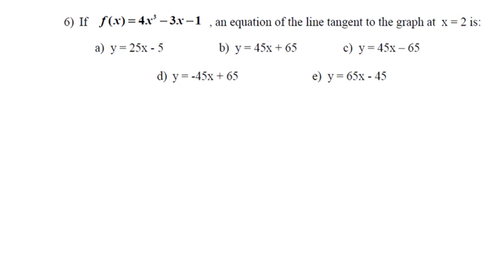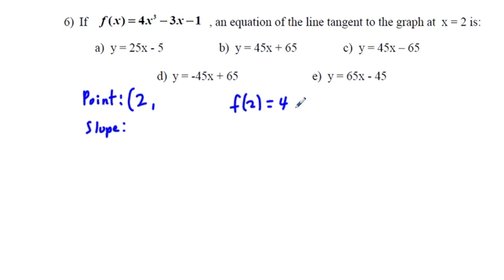Next problem. 6. If f of x equals 4x cubed minus 3x minus 1, the equation of the line tangent to the graph at x equals 2 is, well, again, like we looked at earlier, we need two things to find the line tangent. We need a point, and we need a slope. And for a point, well, we already have our x value, which is 2, right? So let's just plug in, we'll say f of 2. That's going to give us our y-coordinate.